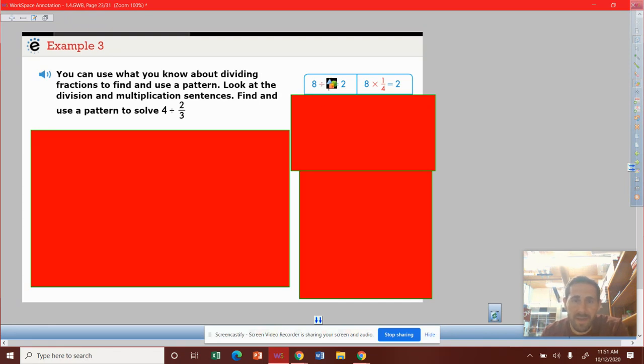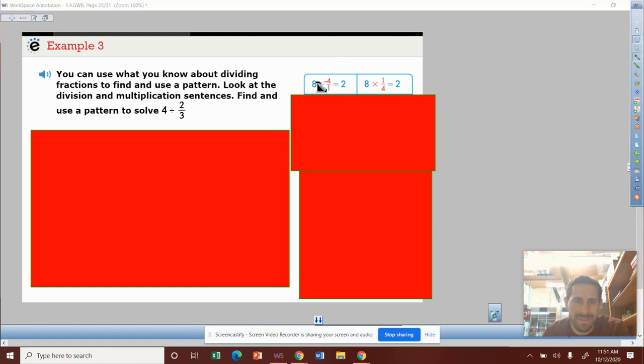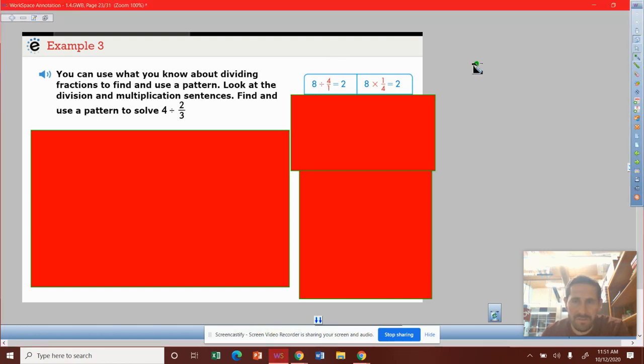this statement: 8 divided by 4 over 1 equals 2. So we're really changing this to 8 over 1 divided by 4 over 1. And they're saying that that turns into 8 over 1 times 1 over 4. And they say that answers 2. How do they get the answer 2? 8 times 1 is 8, and 1 times 4 is 4. So 8 divided by 4 is 2.